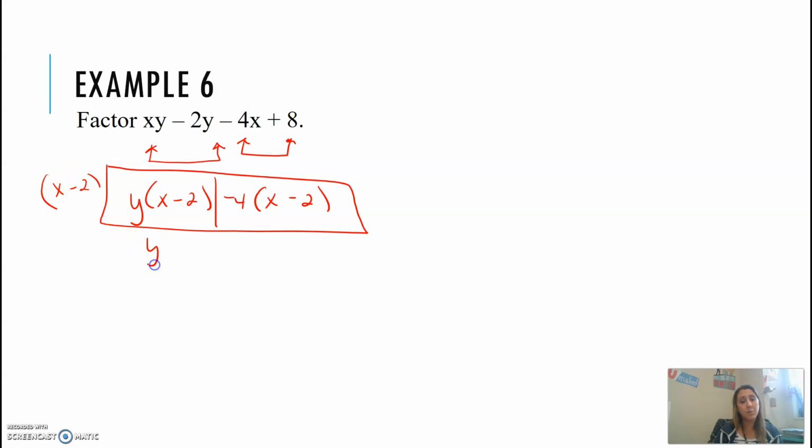So then I need to multiply that by y and -4 to get those, and I end up with x minus 2 times y minus 4. Okay, so if you have any questions, please let me know on that.